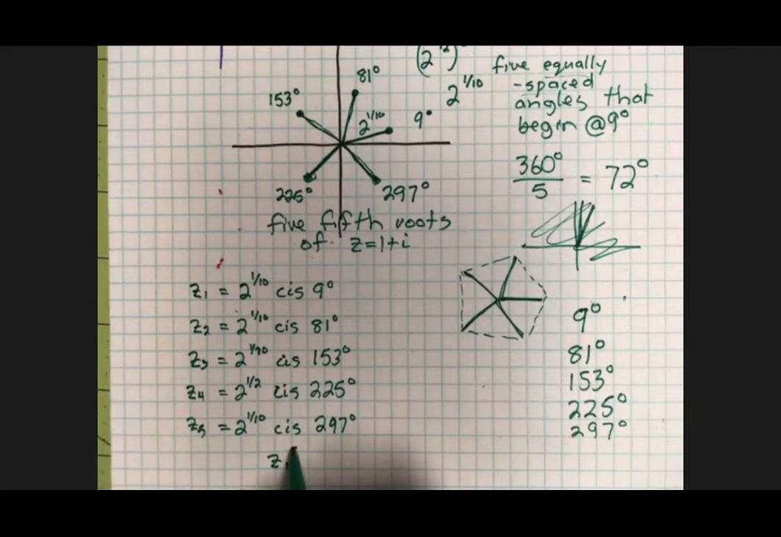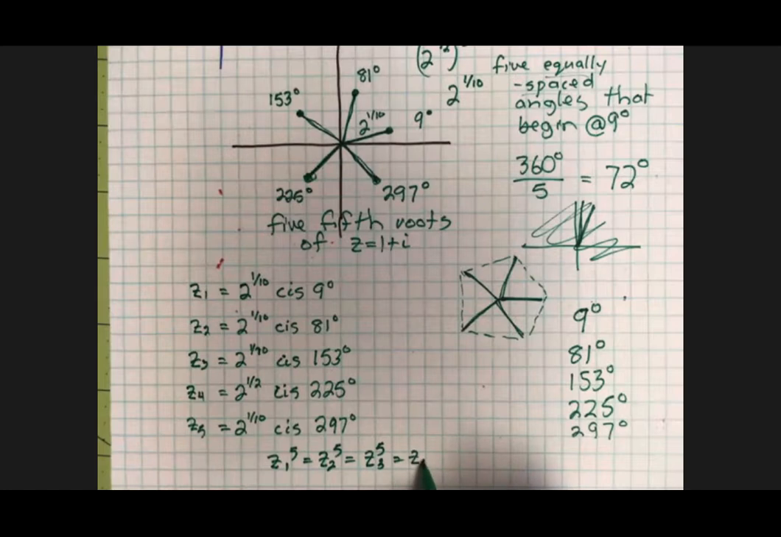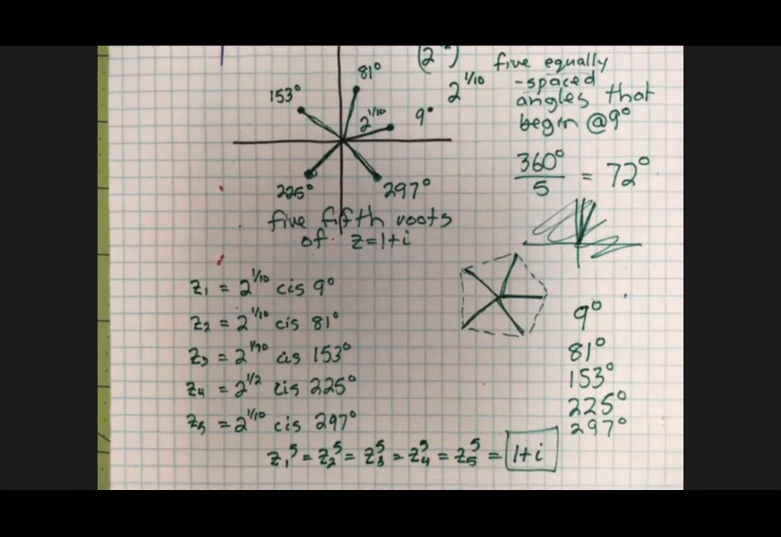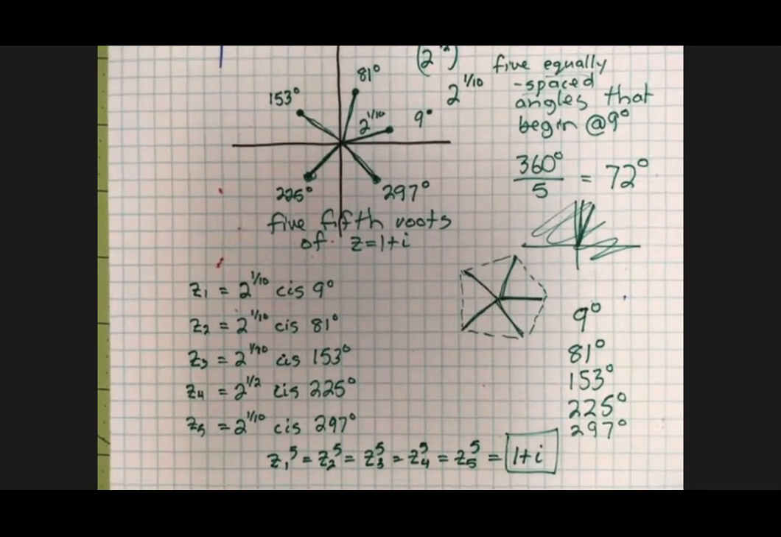It's either the 1 to the 5th, it's either the 2 to the 5th, it's either the 3 to the 5th. I claim that they all give me the same result. Z sub 4 to the 5th and Z sub 5 to the 5th. I bet money that they're all equal to 1 plus i. Let's test it.